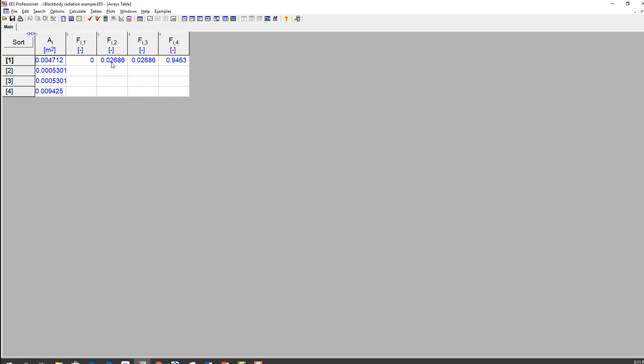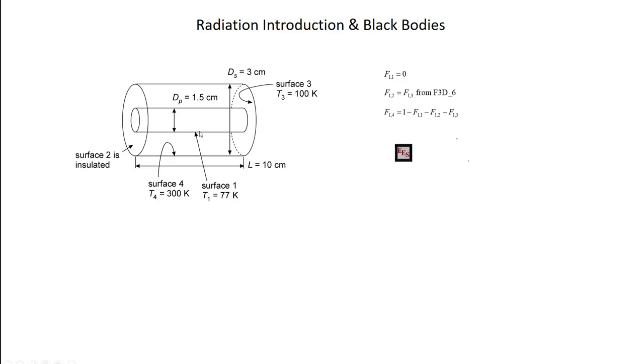So this says that 2.7% of the radiation emitted by that inner tube hits one end cap, 2.7% hits the other end cap, but actually 95% of it hits the outer tube. And given that this is kind of a long, skinny system, that makes pretty good sense to me. All right, so I'm all done with surface 1. Now I'm going to move on to surface 4.